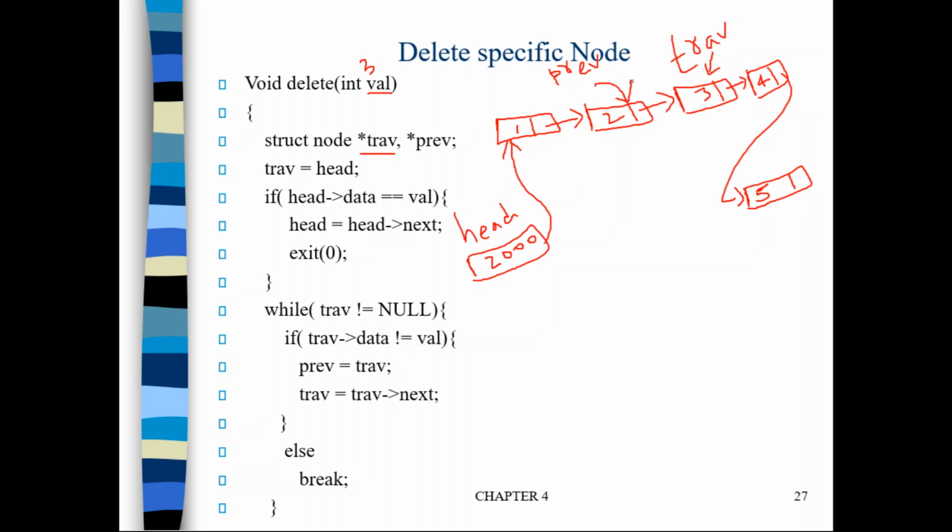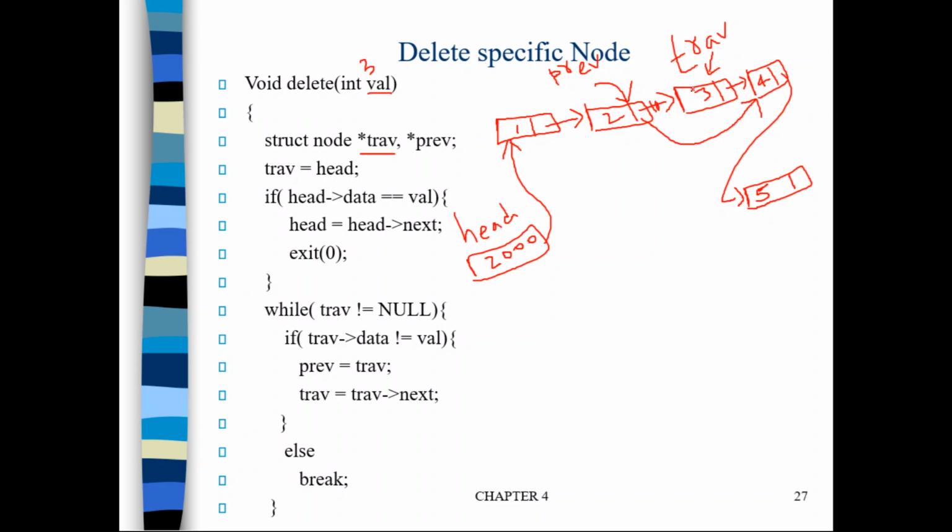Then what should we do? We should make the previous node's next point to traverse next. Just say previous next is equal to traverse next. So it means that this previous node's next is no more pointing to this node, rather it is pointing to the traverse node's next. That's it. Even though the traverse node is also pointing to node 4, the link is broken. You can see here head is pointing to 1, 1 is pointing to 2, 2 is pointing to 4, 4 is pointing to 5, which means this node is deleted.